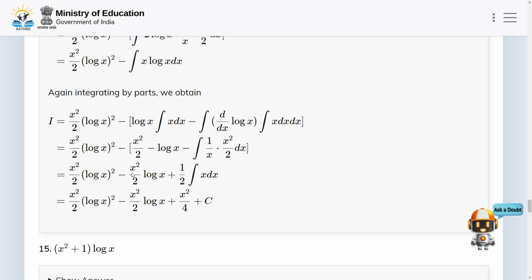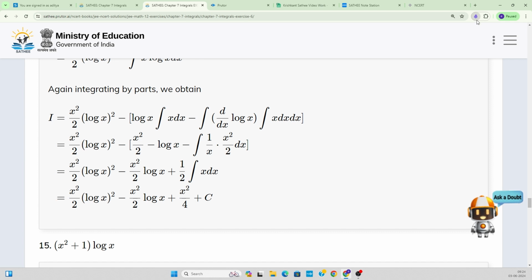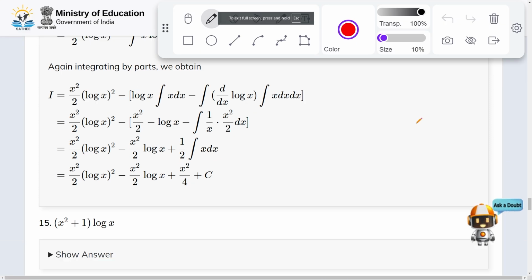Clear? So it will be minus x square by 2 log x plus half of the integration of x. This means x square by 2 (log x) whole square minus x square by 2 log x plus x square by 4 plus some constant. Okay, clear? I hope it is clear to you. So this must not be here. Clear?